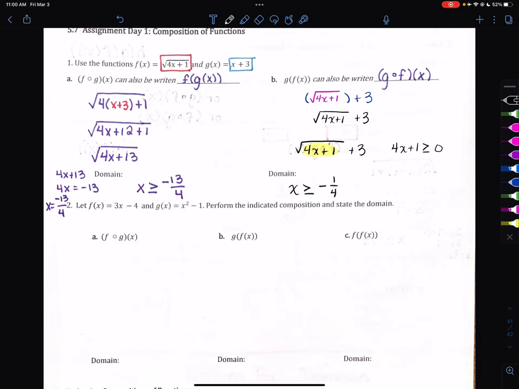And we solve for x. So then we will have 4x is greater than or equal to -1, and x is greater than or equal to -1/4. Okay. All right, so now that you've got that down, let's go ahead and go back to the front side.